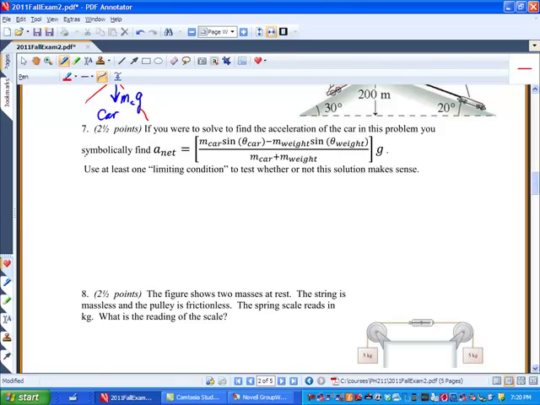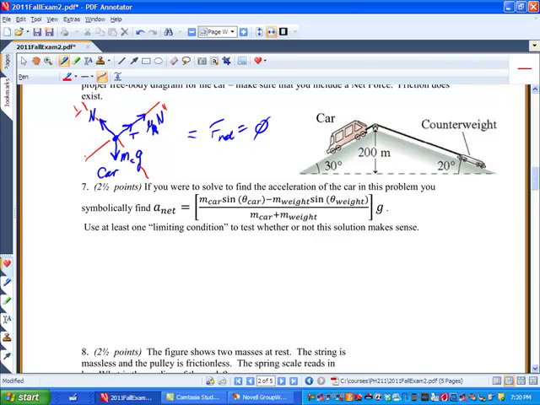Okay, number 7. We're given the solution to the problem up above, that the acceleration is equal to this equation, and we're going to use at least one limiting condition to test whether or not the solution makes sense. So as I was wandering around, a few people tried something like theta car equals, okay, an extreme might be 90 degrees. And if we chose that extreme, we should then draw a picture. And this would be the picture.